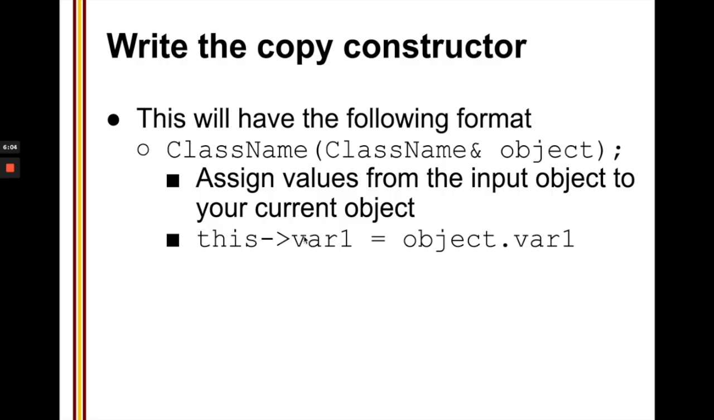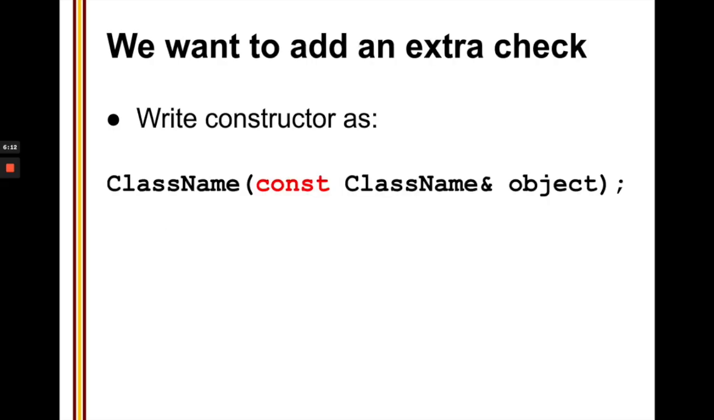And for most of the variables that aren't dynamic, this is what you want to do. If there is a dynamic one, then you have to allocate that memory. One more thing though, not only do we want the parameter to be a reference to the class, but we want it to be a const reference. So this is what's going on.